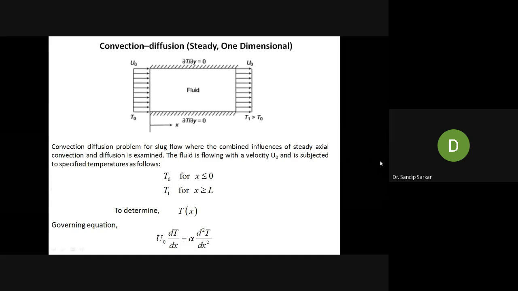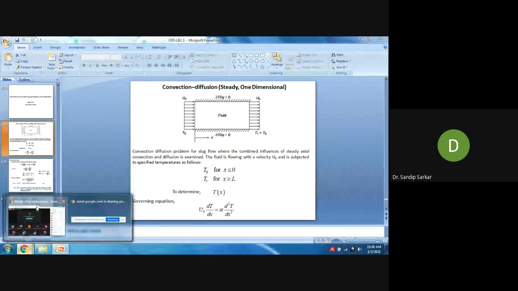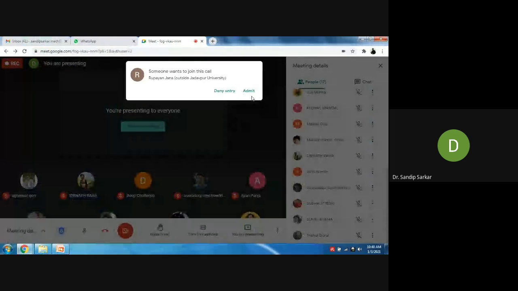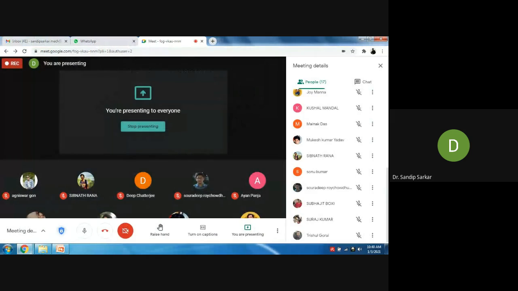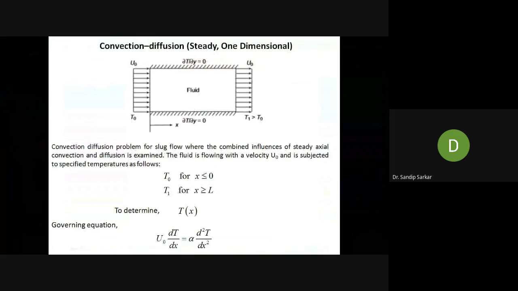Another kind of convection may be present in practice or in reality, which is called the mixed convection. That is basically the combination of forced convection and natural convection together. That is called the mixed convection situation. We have already studied forced convection, mixed convection, and natural convection in the heat transfer courses.